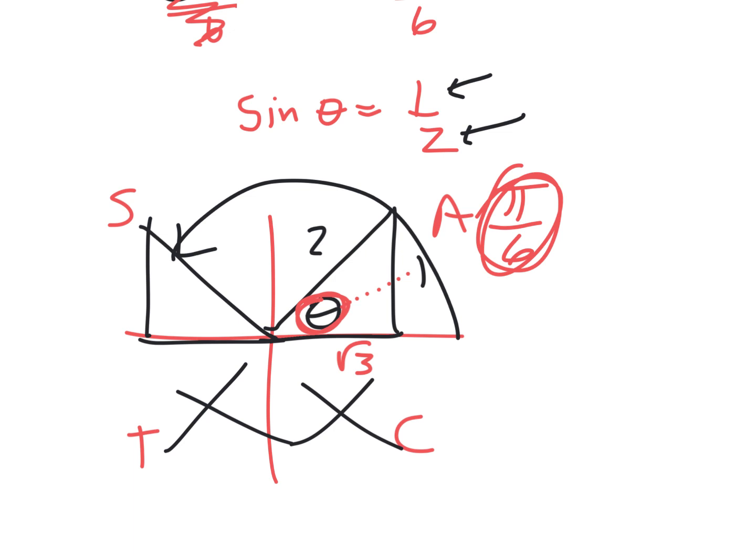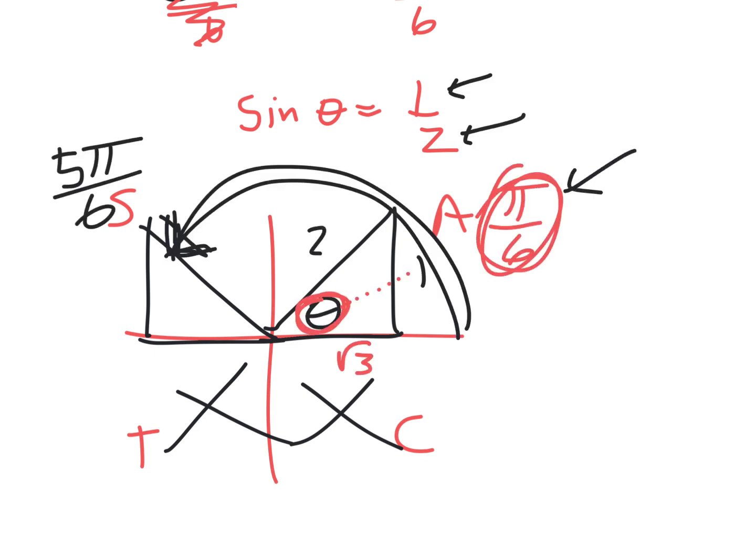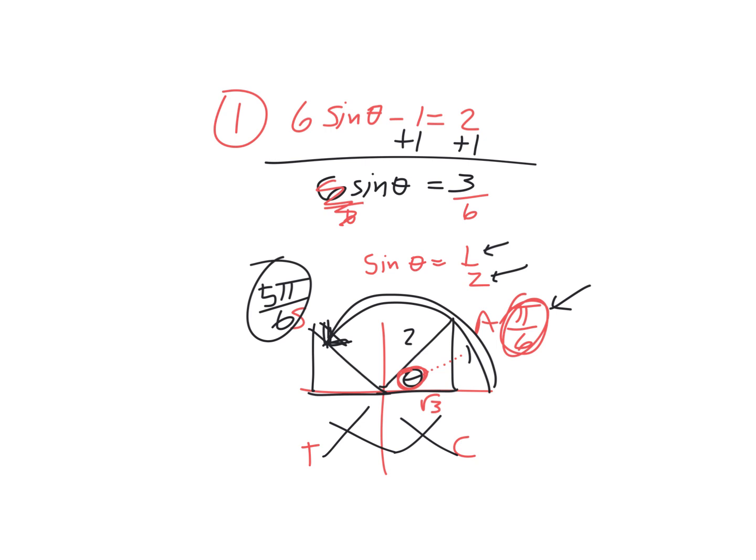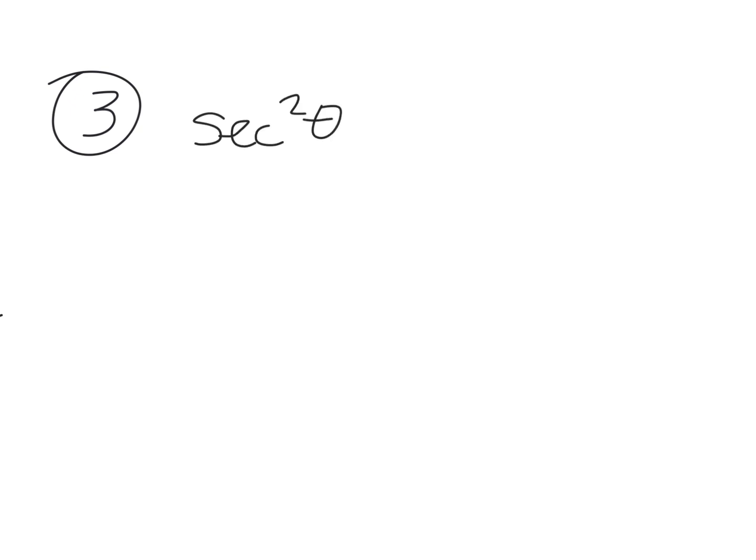TiVo, how many pi over 6s will this be? Yep. So pi over 6 and 5 pi over 6. If it had said all solutions, you'd say plus 2 pi k. It does not. All right, there's number 1. Number 3, remember we're doing odds. Number 3, Maren, what's the problem with having secant and tangent in the problem?